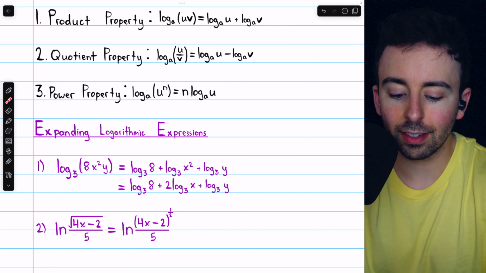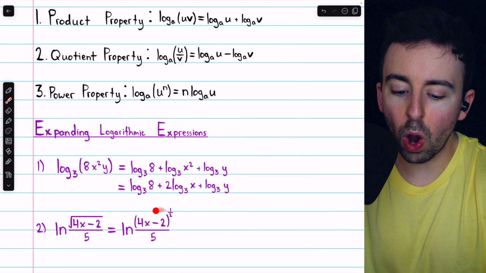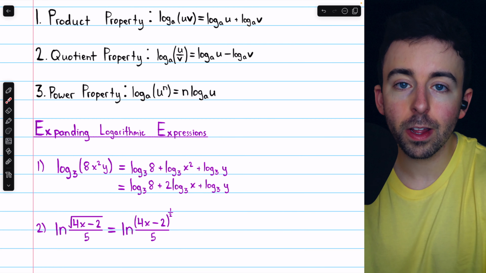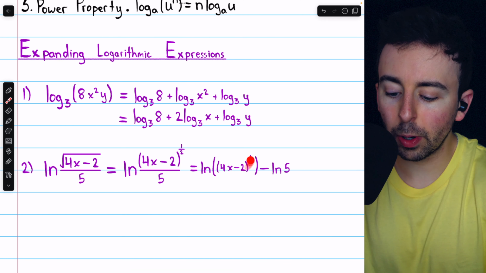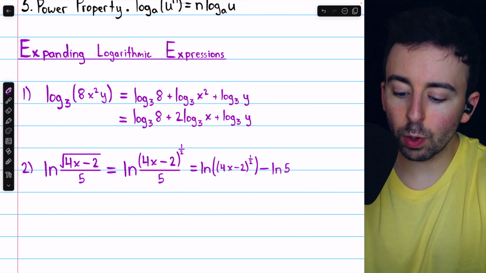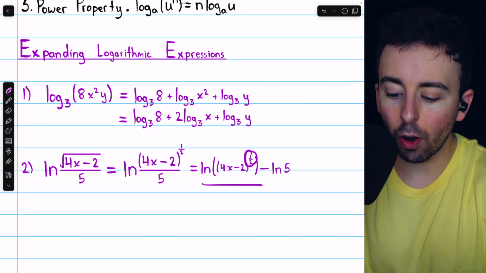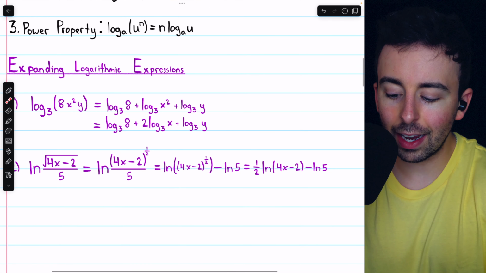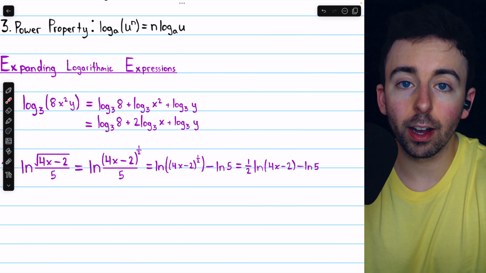Next, just like in the first example, where we split the product into addition, we can split this quotient, using the quotient property, into subtraction, the natural log of the numerator minus the natural log of the denominator. The last thing we should do is rewrite this power. There's a power of 1/2 inside the natural log. So by the power property, we can take that out of the log as a factor. That gives us this final expanded version, 1/2 natural log of 4x minus 2 minus the natural log of 5.